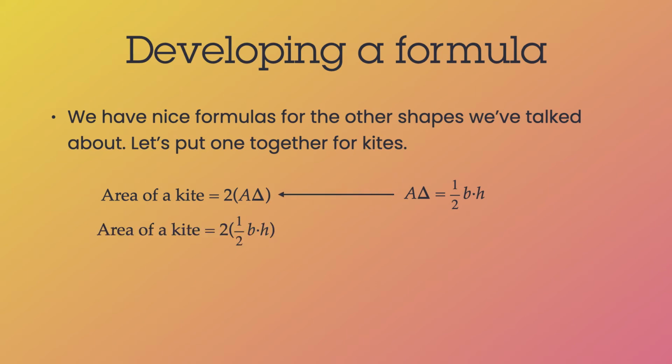So we have 2 times 1/2 base times height. Now that height is the height of the triangle, remember. Now 2 times 1/2 is just 1. We don't need to write a 1 if it's multiplying by things. So really the area of a kite is the base of the triangle times the height of one of the triangles.